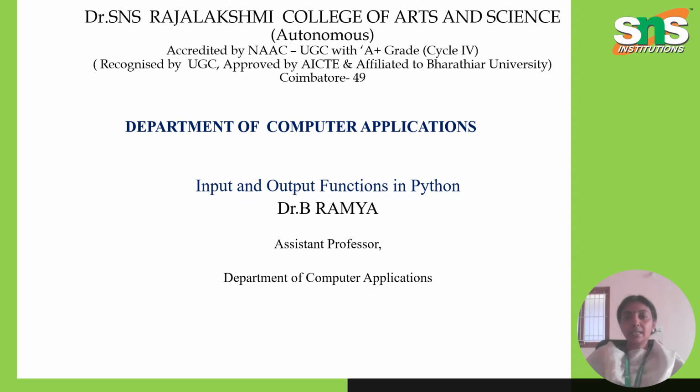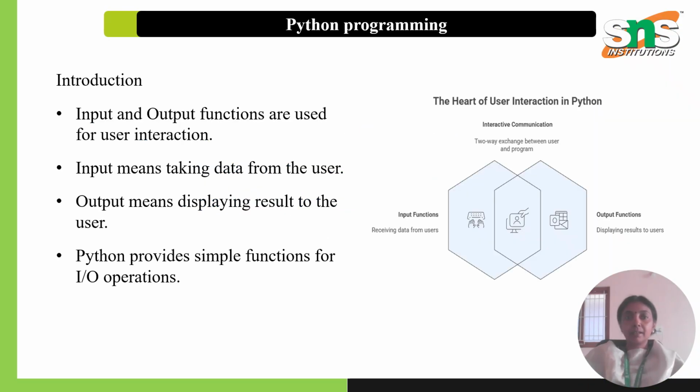Today we are going to see about input and output functions in Python. Python programming, introduction. Input and output functions are used for user interaction. Input means taking data from the user. Output means displaying result to the user. Python provides simple functions for input and output operations.